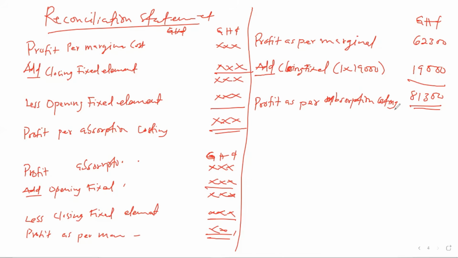You can also try using the profit as per absorption costing, starting with that one. With this one, since there is no opening stock, I did not bring any opening fixed element, because in this particular question we did not have any opening stock or opening unit. That is why when I was reconciling, there was no opening fixed element. So if you want to start with the absorption costing, you just have to less the closing fixed element and you get your profit as per marginal cost.